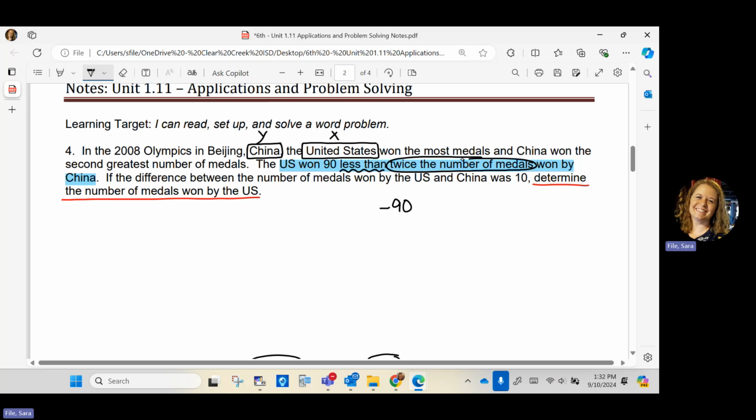Twice, what did we say twice meant? Multiply by 2. Okay, and we said China is represented by Y, so 2Y. So 90 less than twice the number won by China. So this is the expression to represent how many the US won. And we said the US, we're using X. So that is our first equation, from that sentence in blue. Now they tell us the difference. What does that word mean?